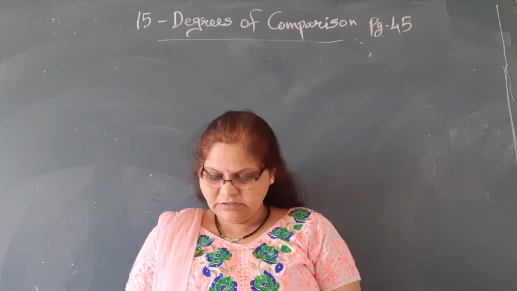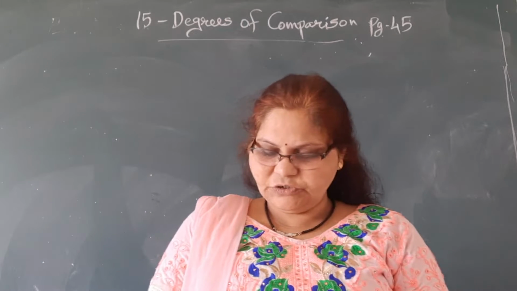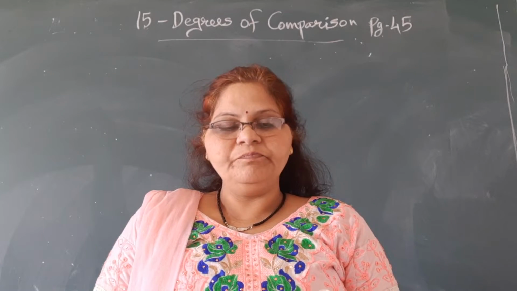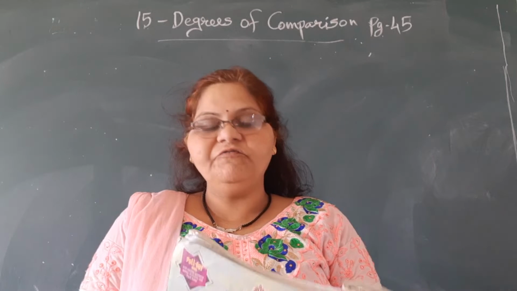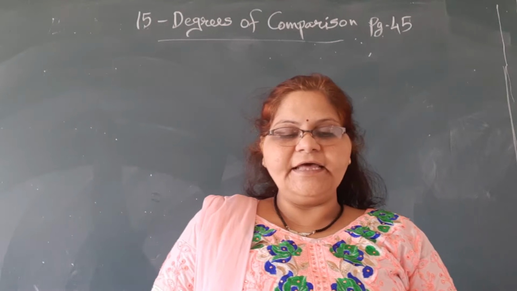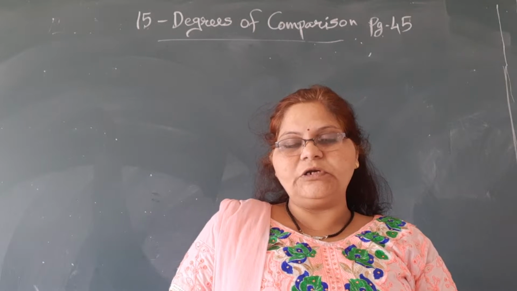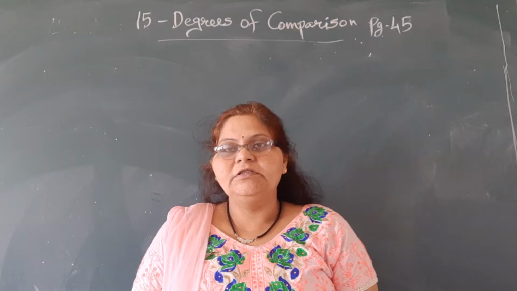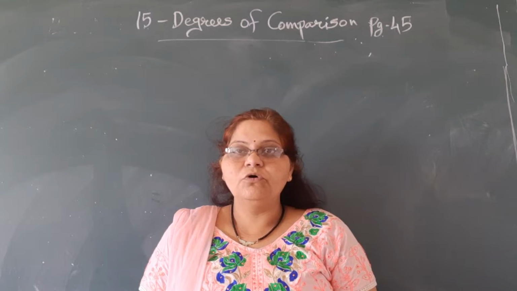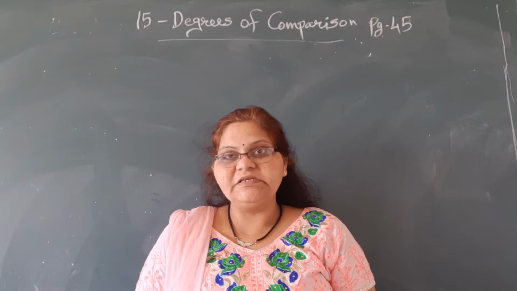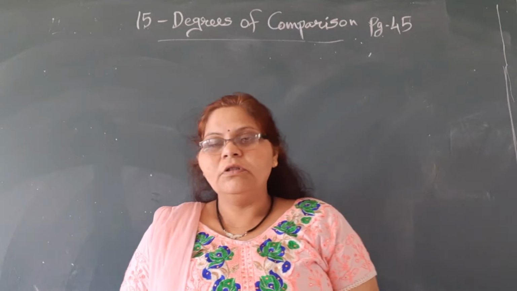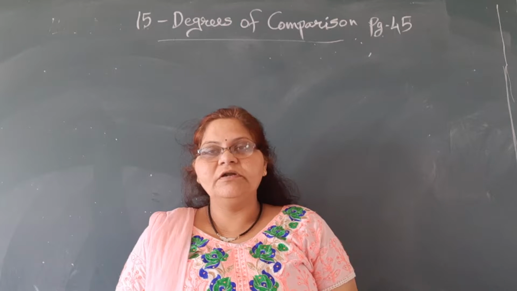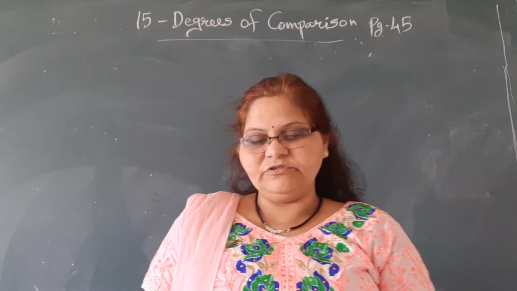Okay. See, we are going to start from page number 45. Okay. Degrees of comparison. Topic number is 15. You know that adjectives tell us more about a noun. See, in the previous topic, yes, we know noun. Noun is the name of a person, place and thing. And related to noun, we also have learned about the adjective.